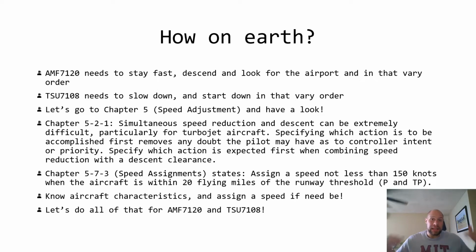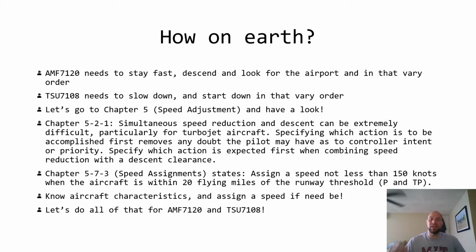All right, everybody, let's take some inventory of what exactly we need to do and what we have at stake. What is the plan that we need to put into play to have a successful outcome? Here it is. AM Flight 7120 needs to stay fast, descend, and look for the airport in that very order. Translauto 7110 needs to slow down, then start down, in that very order. Now, let's go to Chapter 5 and see how the 7110 enables us to make that happen.